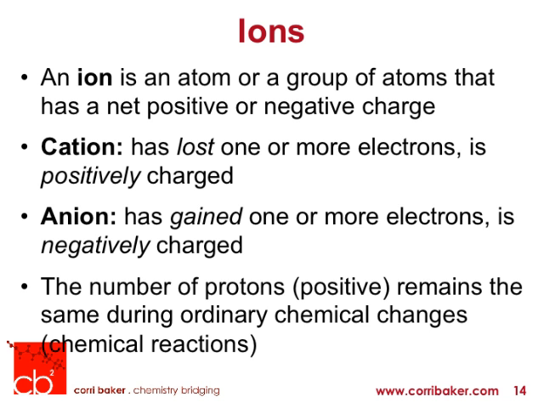If it's a cation, it means it's lost 1 or more electrons and it's therefore positively charged. If it's an anion, it means it's gained 1 or more electrons and therefore it's negatively charged. So the key thing to note here is that the number of protons and neutrons always remains the same during ordinary chemical changes. It's only ever the electrons that are changed, lost or gained. And that's because the electrons are the things that are on the outside of the atom. The neutrons and the protons are in the nucleus, so they don't react at all in a chemical reaction.